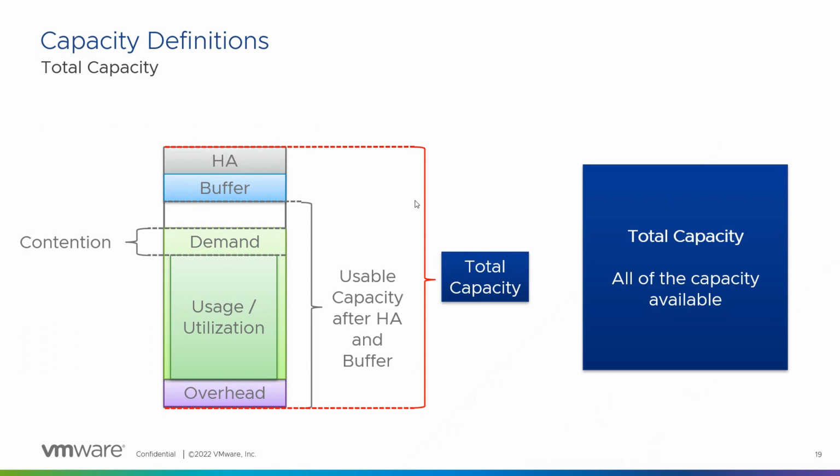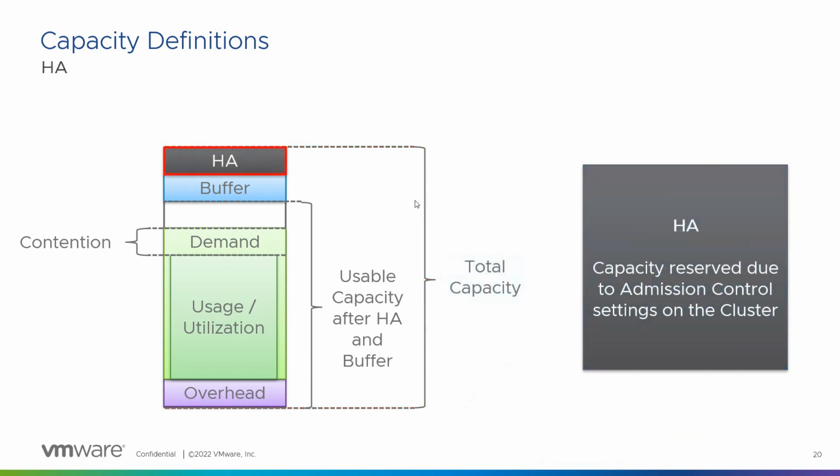So most of this is geared towards the cluster, because you see here we have HA. From a cluster perspective, HA is the capacity that's reserved for failover on the cluster. So in a cluster, that is admission control. You go and configure how many hosts you want to tolerate a failure of, or how much percentage of capacity you want to reserve for HA. You can configure those admission control settings however you want, and that is what is accounted for here in HA.